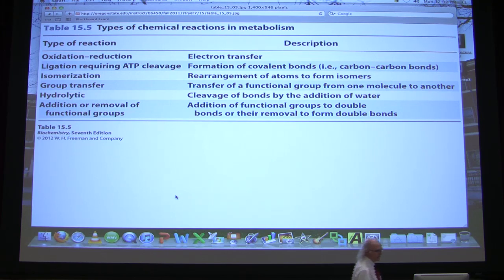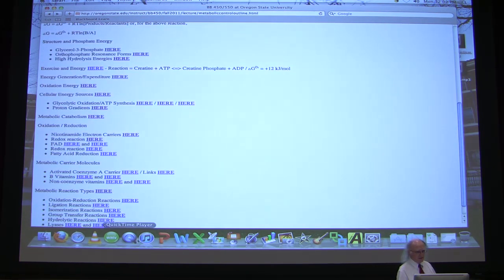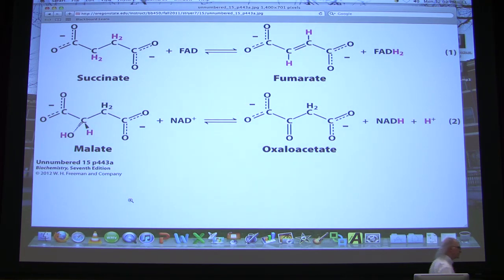Now, let me show you some examples of these types of reactions. Oxidation-reduction reactions I talked about last time, and they involve loss of electrons by one substance and gain of the electrons by another substance. In this case, the top case, we see succinate, which we will study next term in learning about the citric acid cycle. We see succinate losing electrons to FAD, meaning succinate is becoming oxidized, FAD is becoming reduced, and the products of that reaction are fumarate plus FADH2. Whenever you see an electron carrier in a reaction, you can pretty much assume it's a redox reaction because the electron carrier is there to carry electrons.